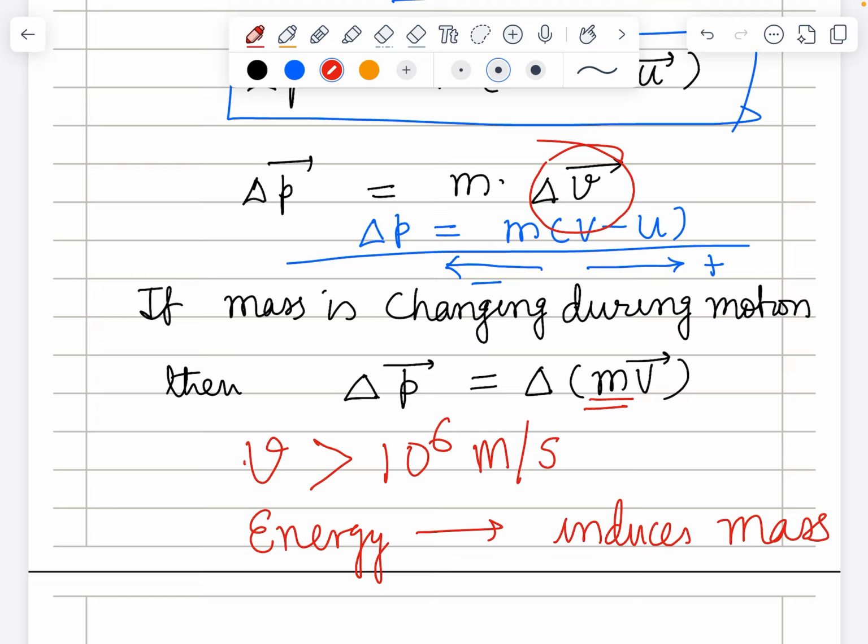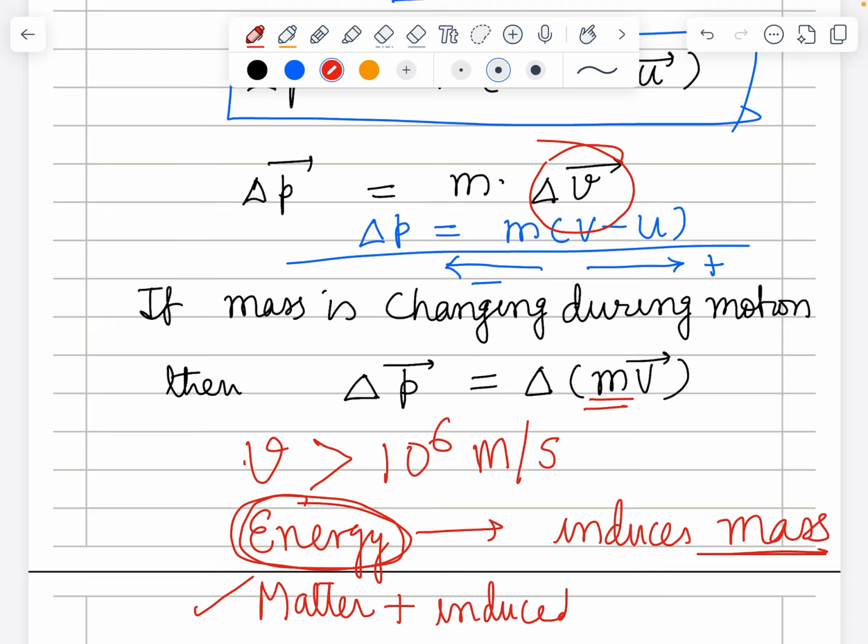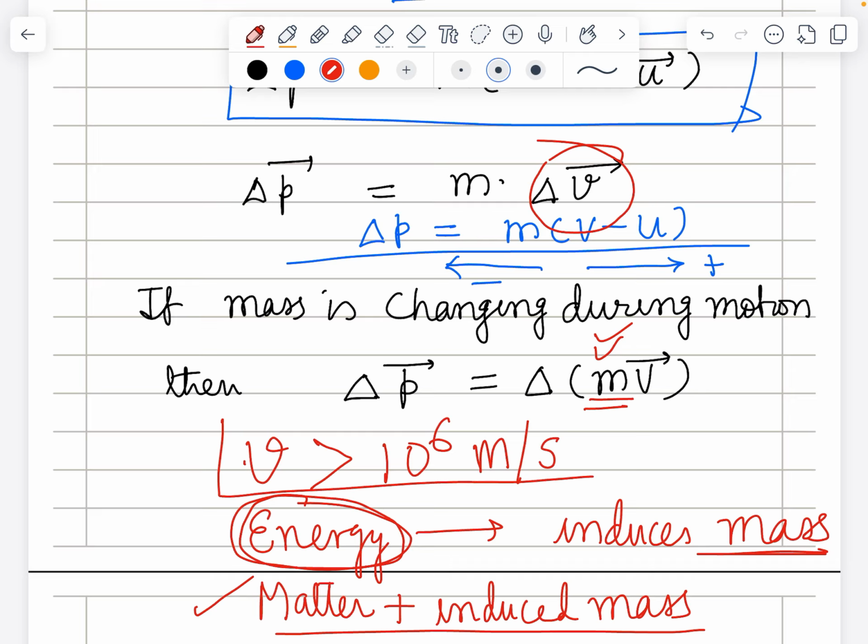The body is already having mass because of matter, which is the permanent mass. But here some additional mass will be induced because of the huge amount of kinetic energy associated with that body. So due to that, what will happen? Its total mass will now be increased. And when mass is increased, what will happen? Momentum may also change because of the change in mass. But this will be observed only when the body is moving with a very great velocity.